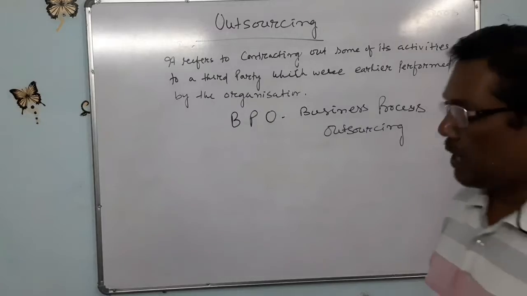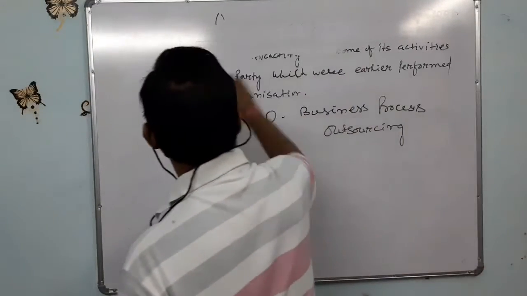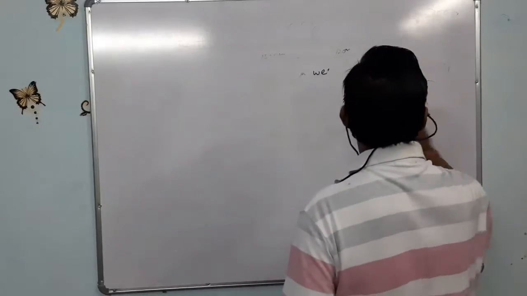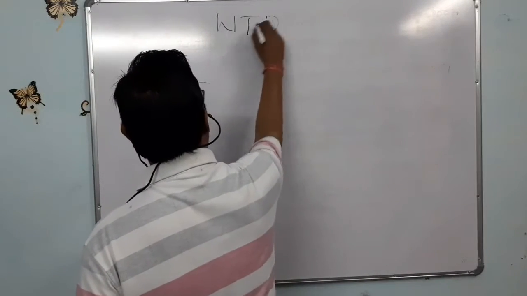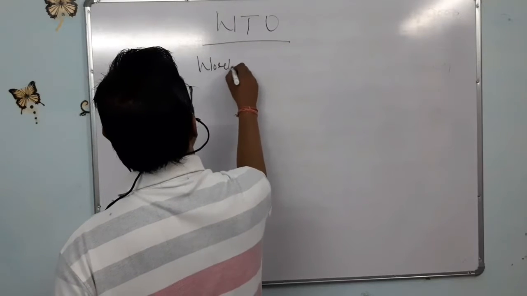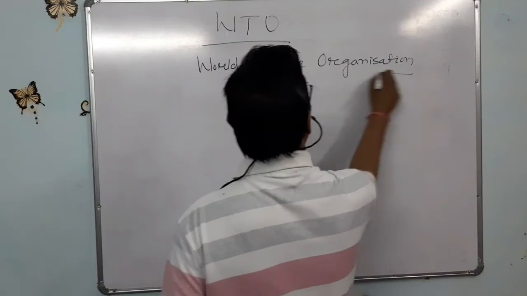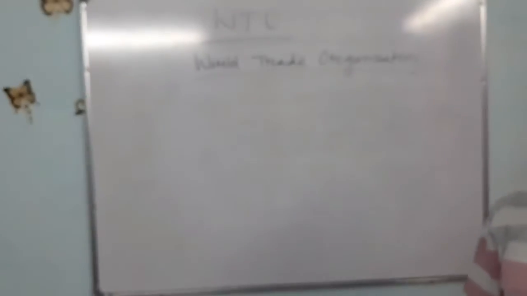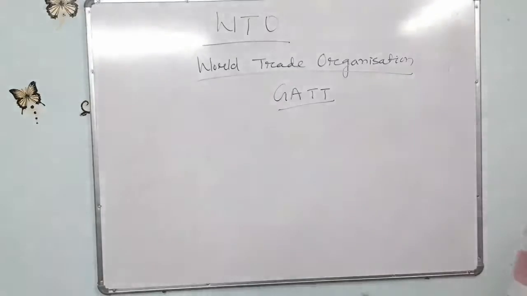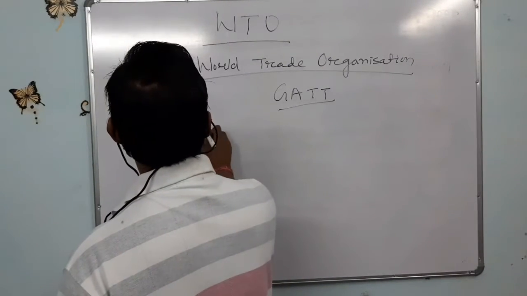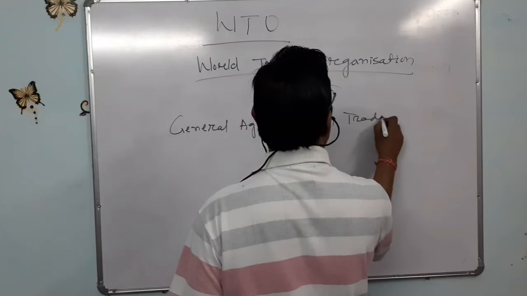What do you mean by World Trade Organization? That is WTO, World Trade Organization. Dear students, you have already known GATT. It means General Agreement on Trade and Tariff.